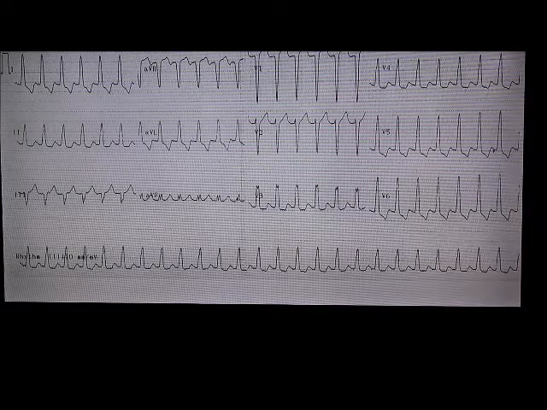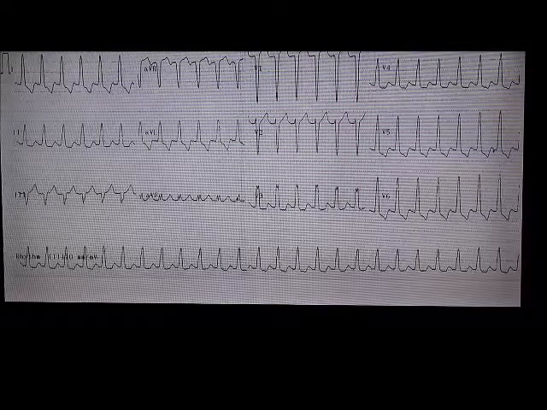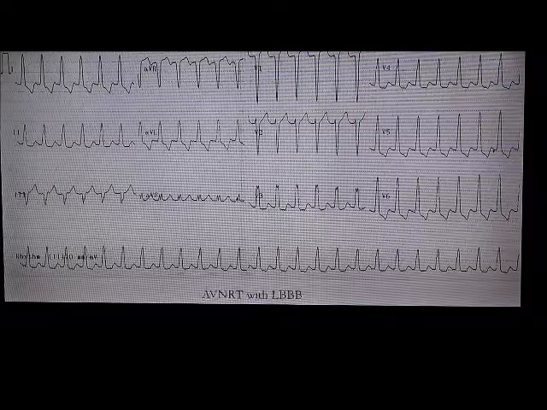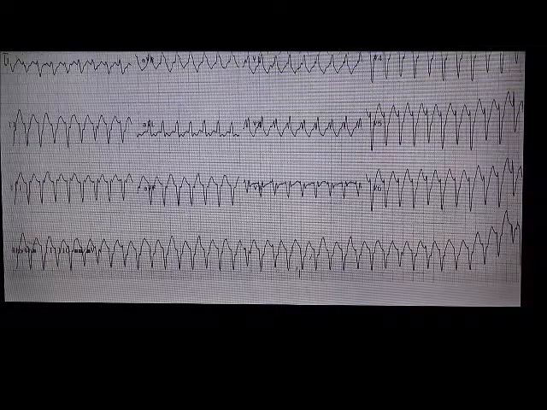Okay. Right complex. Left bundle branch. We said the axis: AVR negative, and AVF positive. Normal axis. So most likely SVT. Is there any evidence of AV dissociation? Capture beat, fusion beat, anything like that? No. So most likely SVT with aberrancy. And this was AVNRT with left bundle branch.